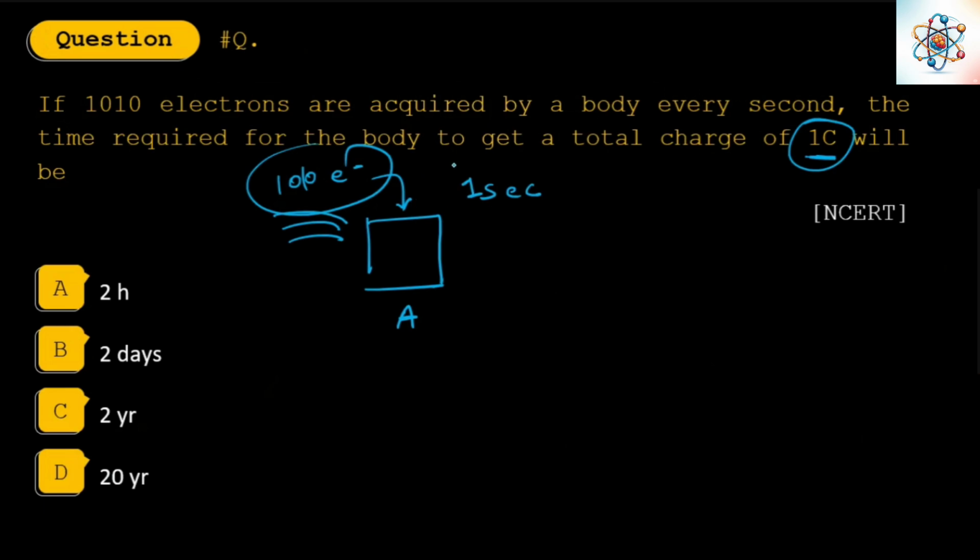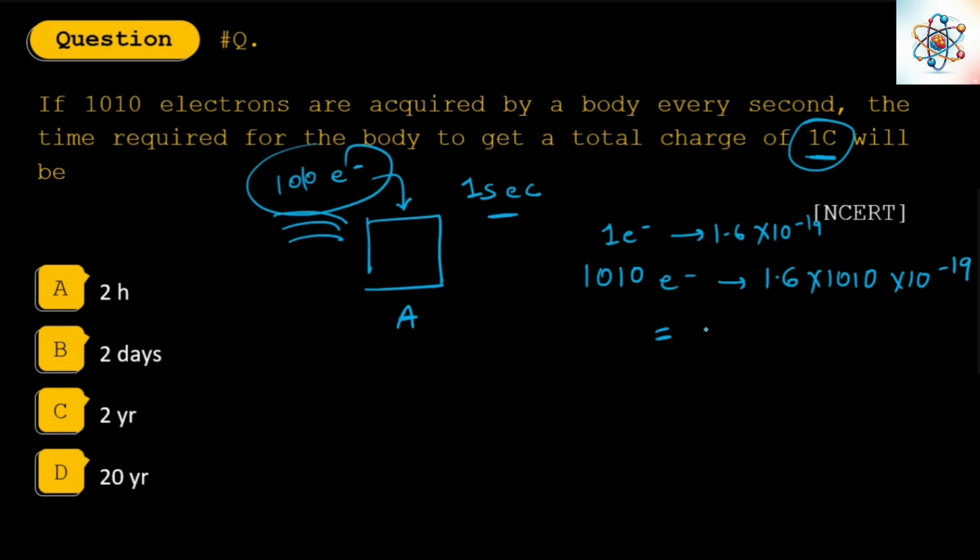So we calculate how much charge is being transferred in this time. Then we'll calculate the total time for 1 coulomb of charge. One electron's charge is 1.6 times 10 to the power minus 19, and the charge of 10^10 electrons would be 1.6 into 10^10 into 10 to the power minus 19. Just calculate it using a calculator and let me know.